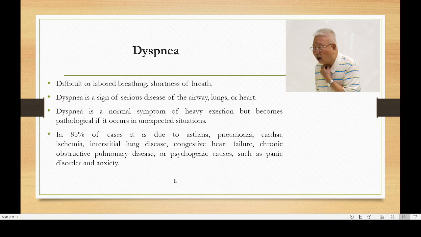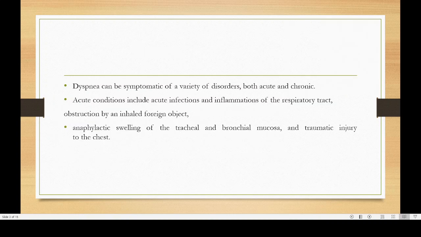Normally this dyspnea is associated with asthma, pneumonia, or, like in the case of corona, there are people who are facing this kind of problem. So dyspnea is basically any kind of difficulty or labored breathing.